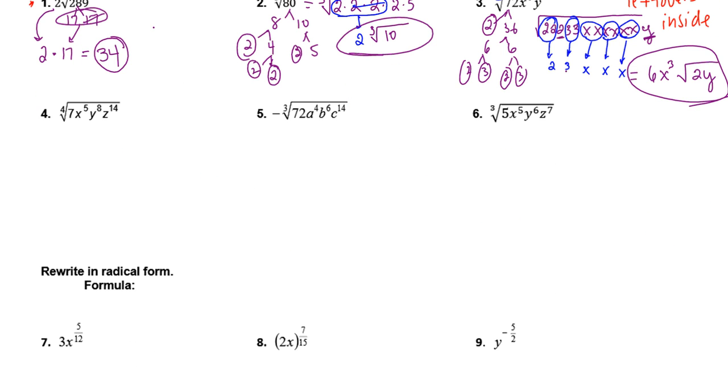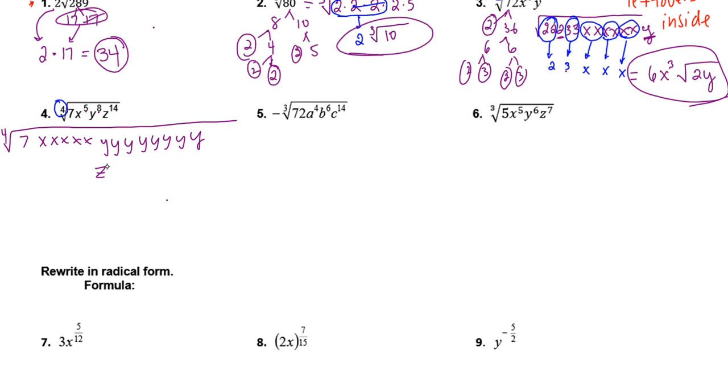Okay, down here, this is the fourth root. Now you'll notice that this is x to the fifth, y to the 8th, and z to the 14th. You can write it all the way out, doesn't matter. You can write out all the numbers. So we'd have a 7, 1, 2, 3, 4, 5. 1, 2, 3, 4, 5, 6, 7, 8. It's a lot. And then there's going to be 14 z's. Now I'm going to look at this and say, okay, the group size is 4.